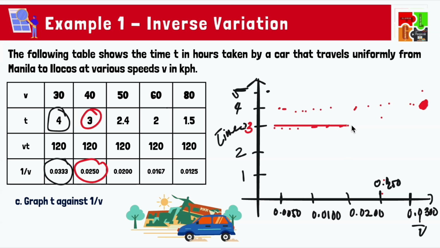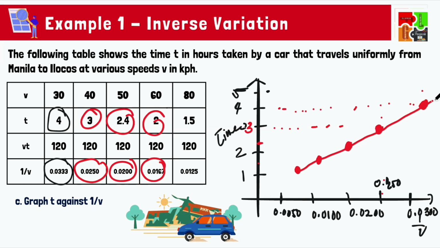Okay? So, ganito ko na lang siya ilalagay. Tapos, nandito yung 250. Ayan. So, dito ko ilalagay yon. Okay, next, 2.4 and 0.0200. Nandito yung 2.4, 200. Dito ko ilalagay yan. Okay? So, next, 2 and 0.0167. Dito natin ilalagay yan. And finally, we have the 1.5. Dito yung 1.5. And dito ko ilalagay yung 0.125.